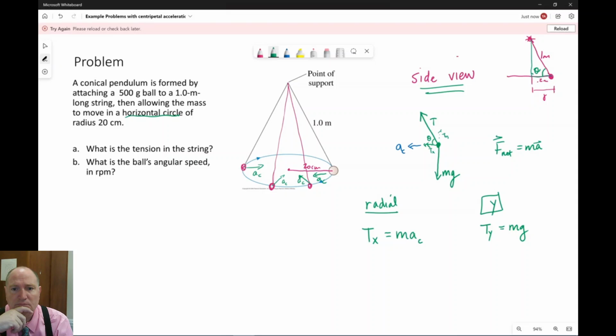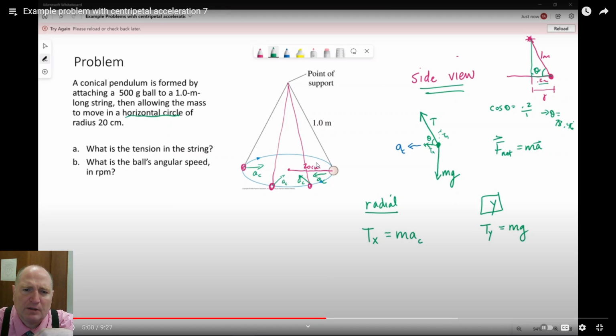I have enough information in here to figure out what this angle is. And it's not sine. I know the adjacent side is 0.2. I know the hypotenuse. So the cosine of theta will be 0.2 over 1. So inverse cosine gives me an angle of 78.46 degrees. Cool. So I think this might be somewhat drawn to scale here. So I know this angle in here.